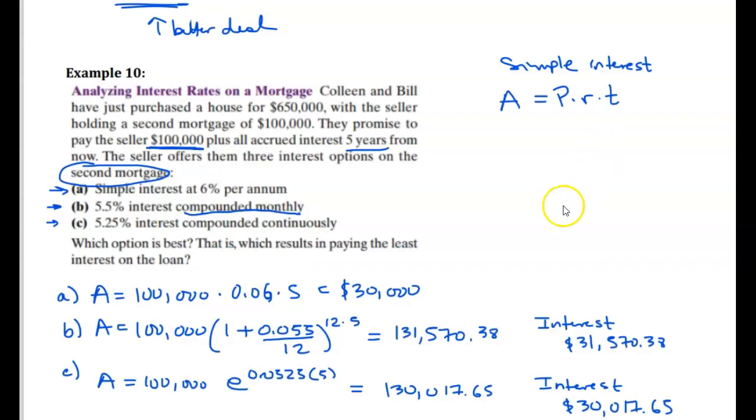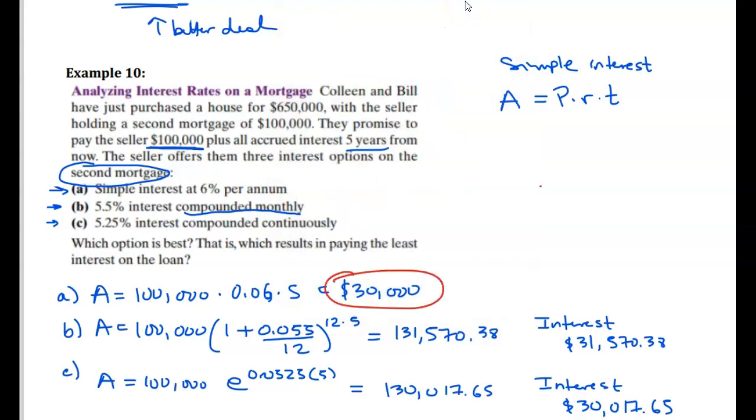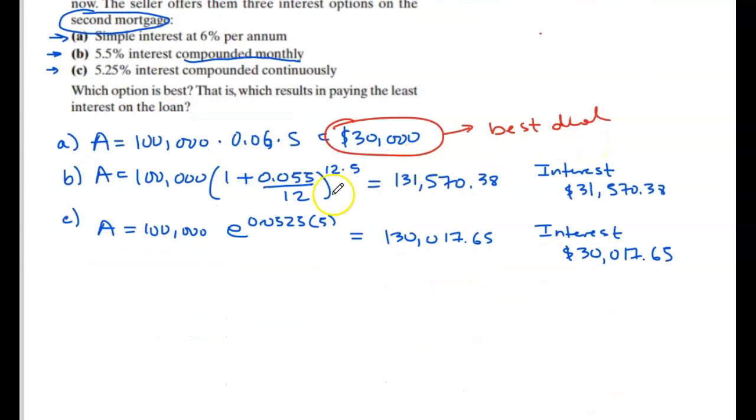Alright, so the least interest that they would pay would be with the simple interest. So A is the deal that they should take. It's the best deal. Alright, there we go. Okay, that's it for the section.